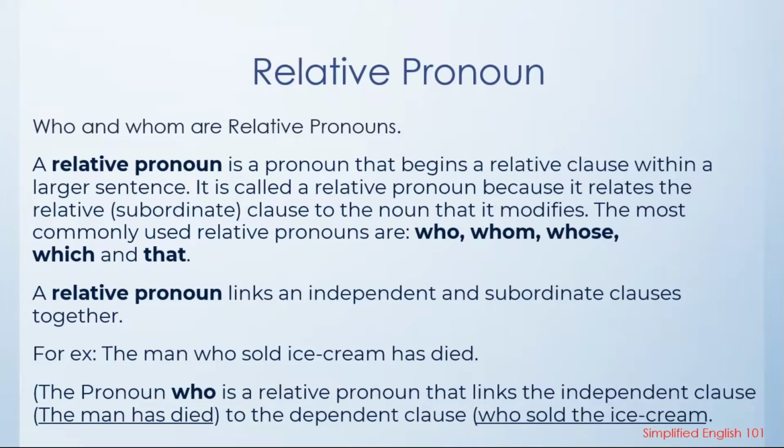An example of this could be, the man who sold ice cream has died. The pronoun who is a relative pronoun that links the independent clause, the man has died, to the dependent clause, who sold ice cream. The question now is, do you really understand the independent and dependent clause? Let's briefly look at that.